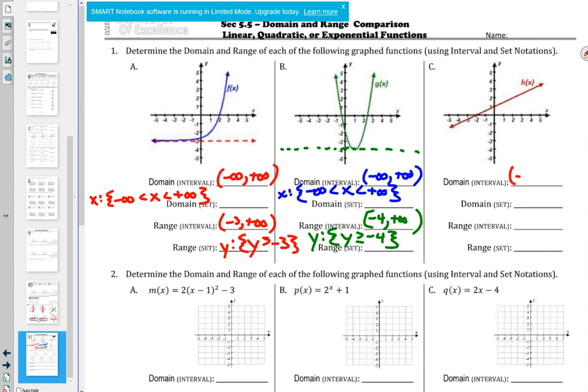So in interval notation, negative infinity, positive infinity. The domain would be x such that negative infinity is less than x is less than positive infinity. The range would be again negative infinity to positive infinity. And then y such that negative infinity is less than y, not less than x, less than y, less than positive infinity.